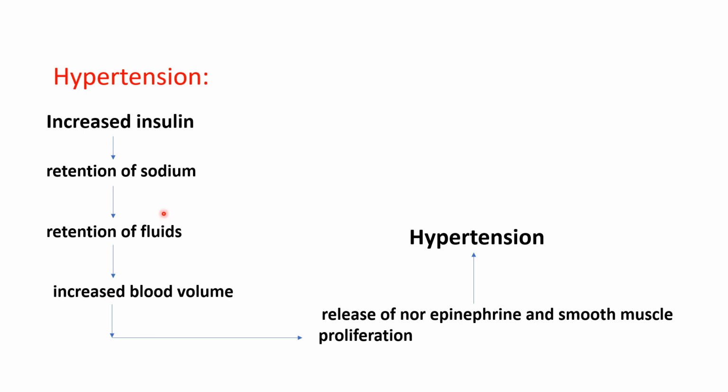Then hypertension. There is increased insulin, there is retention of sodium, which is followed by retention of fluids, which leads to increased blood volume. Due to increased blood volume, the body responds by releasing norepinephrine and smooth muscle proliferation, which in turn leads to hypertension.